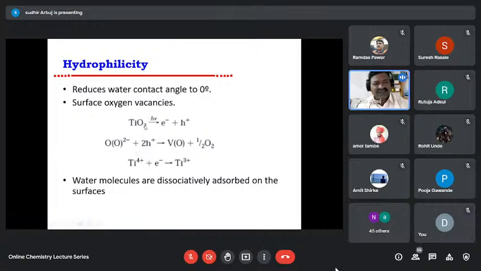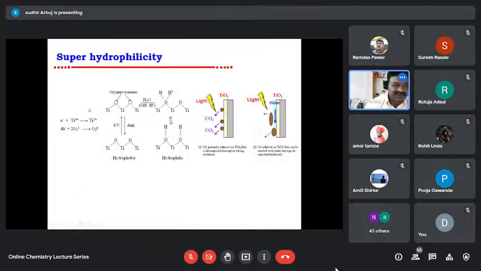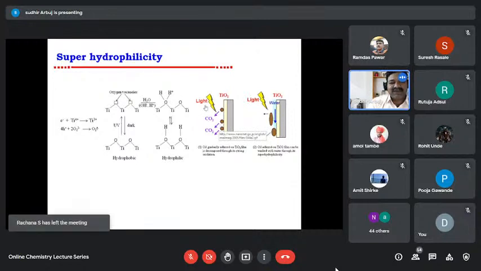In the case of TiO2 or any other semiconductor, the electron hole pair is generated, and the hole creates oxygen vacancies on the TiO2 surface. Ti4+ is converted to Ti3+. So oxygen vacancies are created here, and on these oxygen vacancies the water molecule is dissociatively adsorbed on the surface. This schematic I have shown here. As soon as light strikes the semiconductor coated surface, whatever dust molecules are there are removed with the water because of the super hydrophilicity.